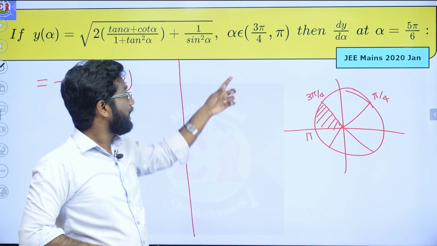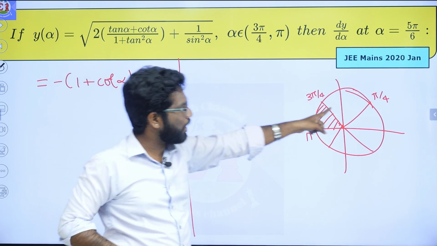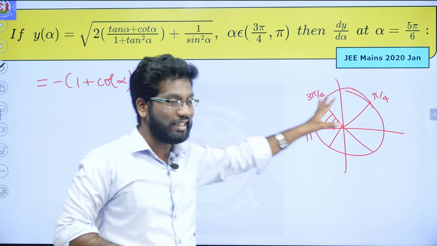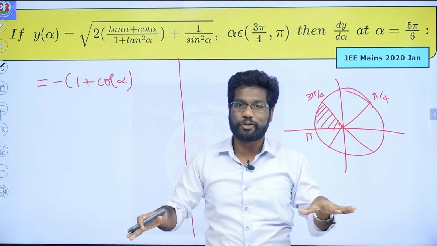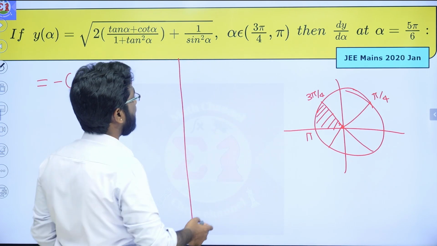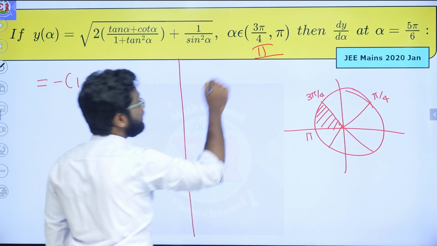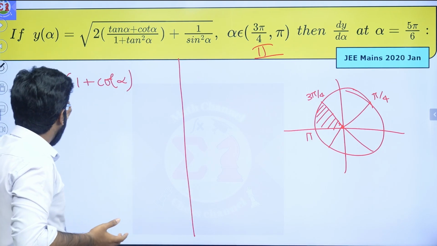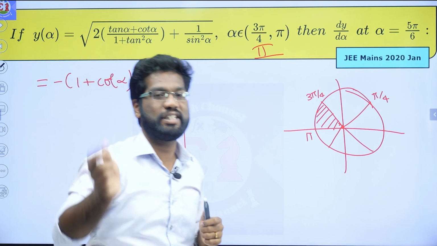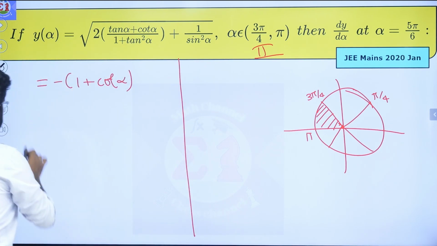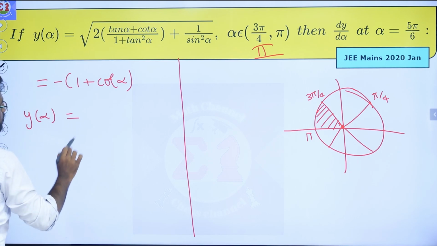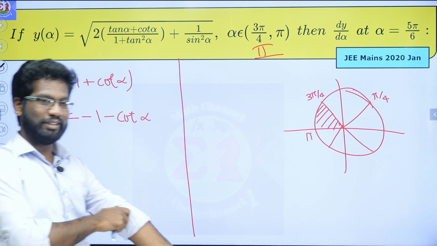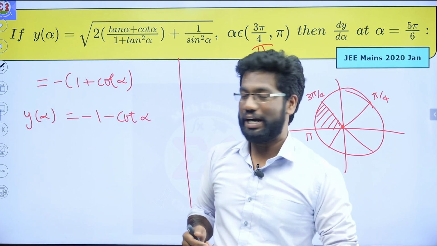Maybe in case in this interval they had mentioned pi by 4 comma pi, there is no need; you can just put plus, because it is already taking only positive values. So for me no issues. But here they have mentioned it is in the second quadrant. So second quadrant means it takes only negative values. I have to put a negative to make it positive, my dear students. Now y alpha is equal to minus 1 minus cot alpha, my dear students. I hope you understood it now.